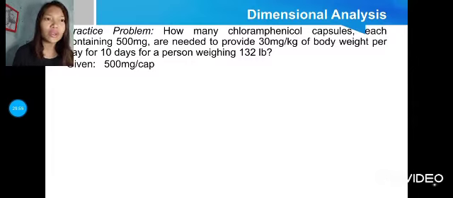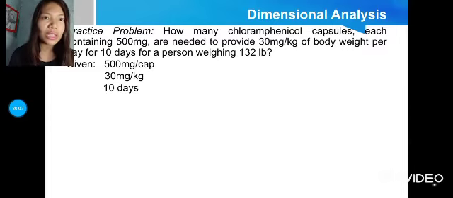So, we also have another given, 30 mg per kilogram. Okay? Per day. Okay? For 10 days. So, meaning for 10 days. So, ibutang na to ang 10 days. For a person weighing 132 pounds. So, mayara ta 132 pounds. So, that is now the given of the problem.